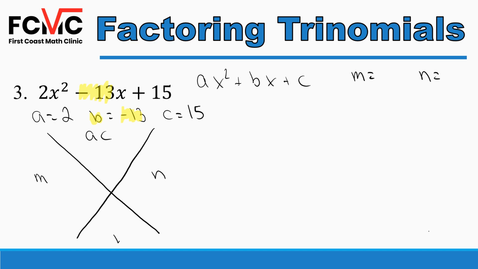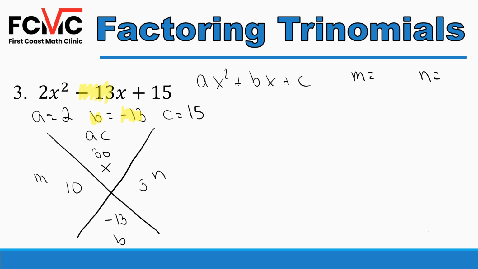So A times C, 2 times 15, is going to give us 30. And we want two numbers that multiply to 30, and B is negative 13. So multiplying to 30 but adding to negative 13, the first two numbers that popped into my head are going to be 10 and 3. Let's see if we can get those signs to work.